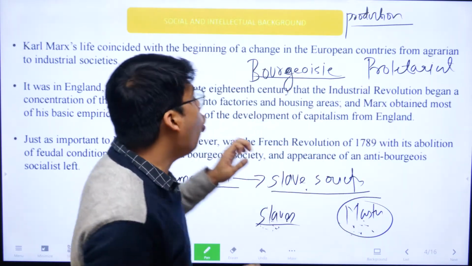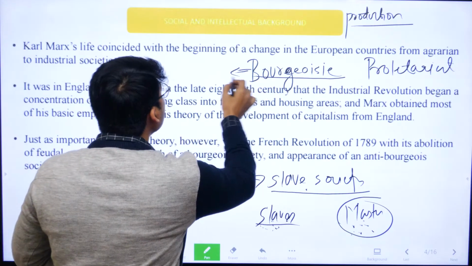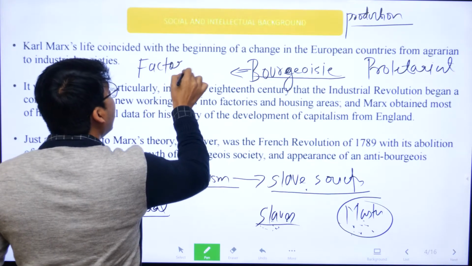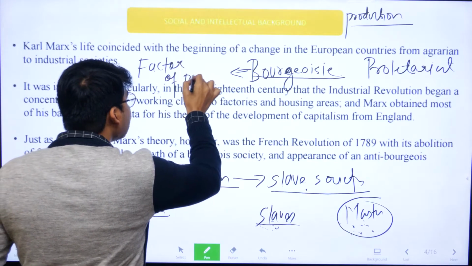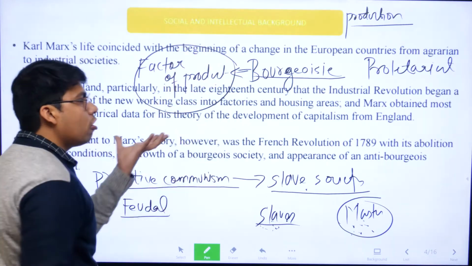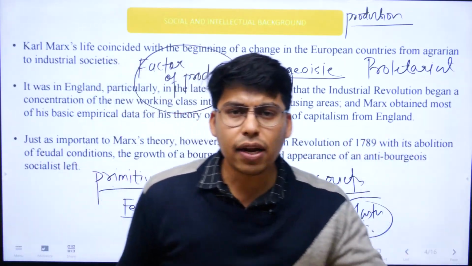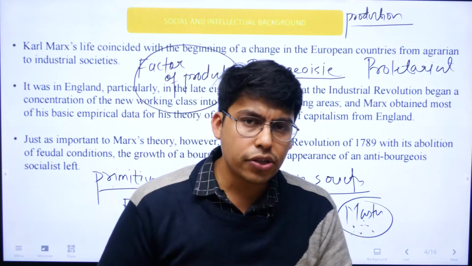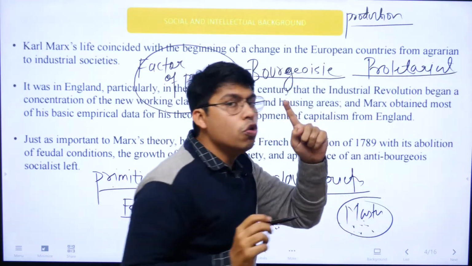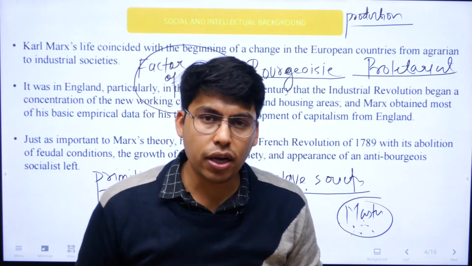Now they own the factors of production. Bourgeois are those who own the factors of production. And you know, if you have read class 9th economics, factors of production means land, labor, capital. These are the factors of production. And the proletariat are the working class, those who work with the factors of production.